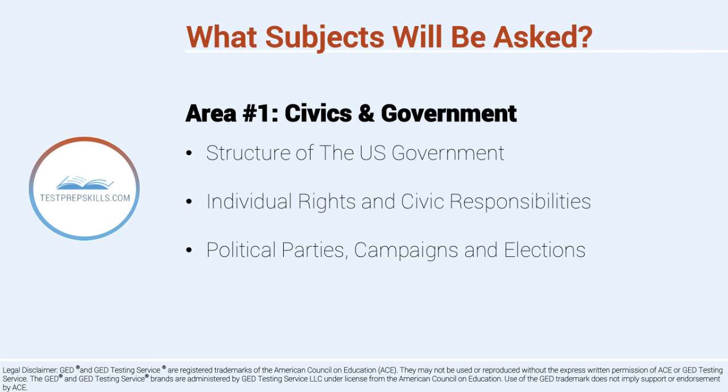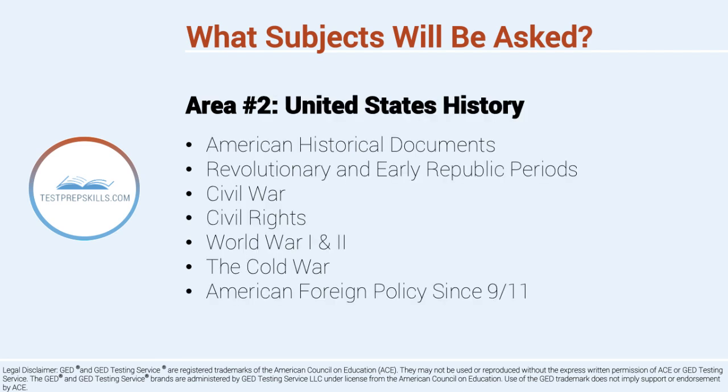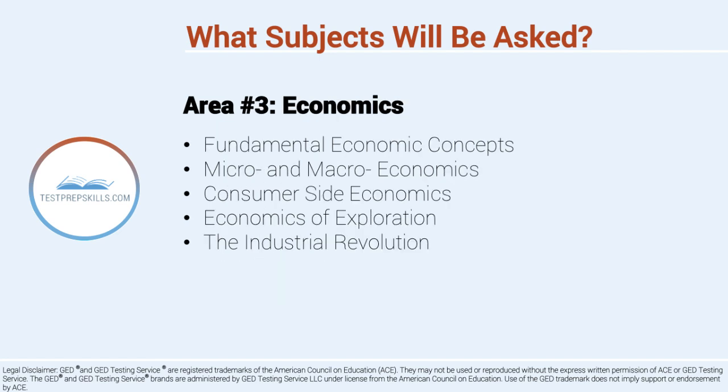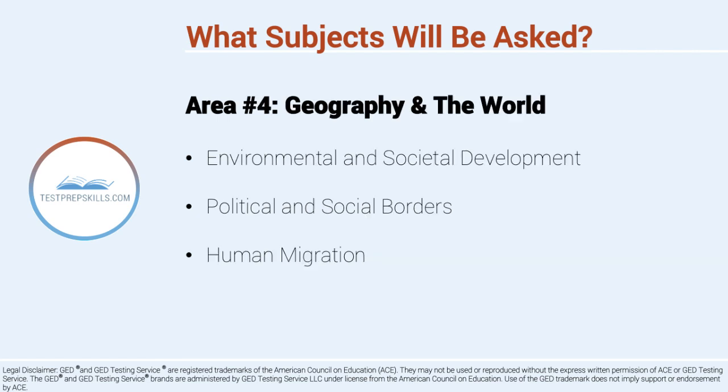So there's going to be 4 different areas that the test will cover within those 35 questions. So the first area is civics and government. The second area is United States history from the beginning of the U.S. to its current historical or political state. Area number 3 is economics, and area number 4 is geography and the world. So remember, with all 4 of these different areas, we're going to have different types of presentations and videos later on. So definitely keep an eye out for those things to come up.